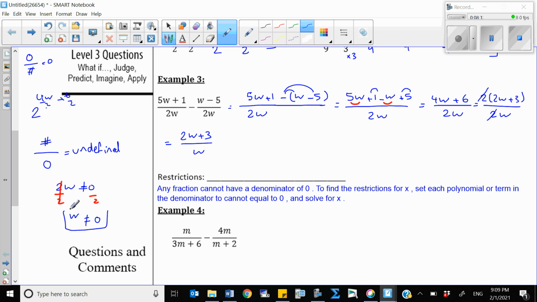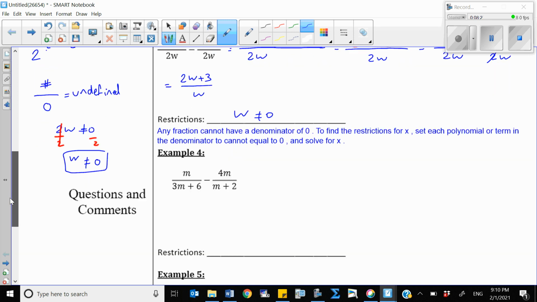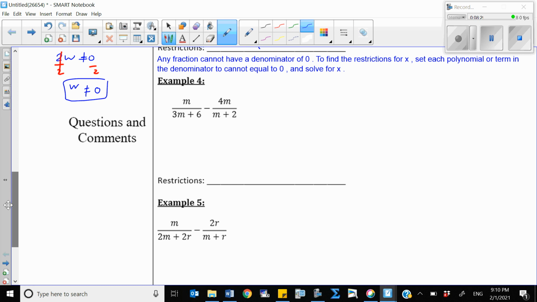So we found a restriction. The denominator should not be equal to 0. That means by solving the denominator, w should not be equal to 0. This is our restriction. Now let's go to the next example.